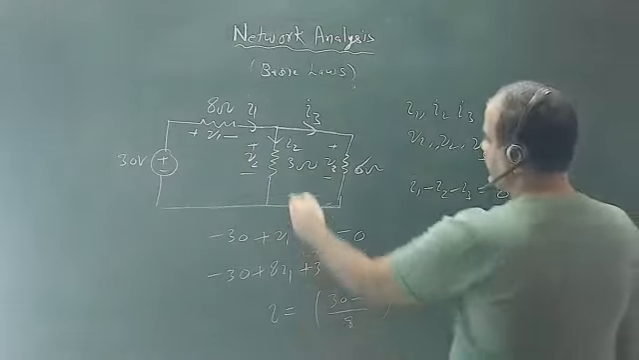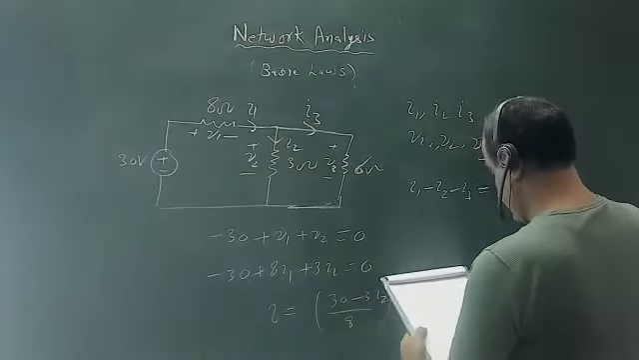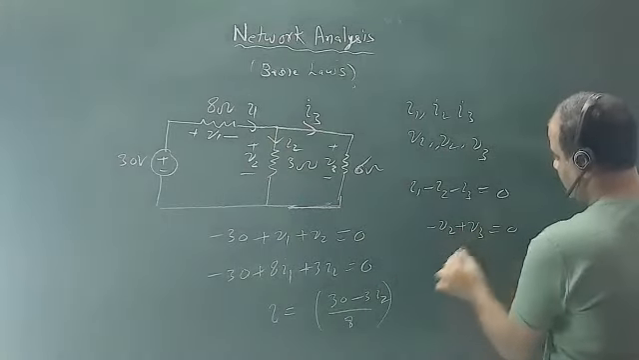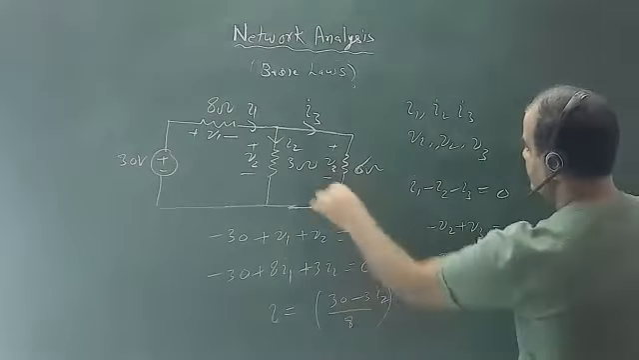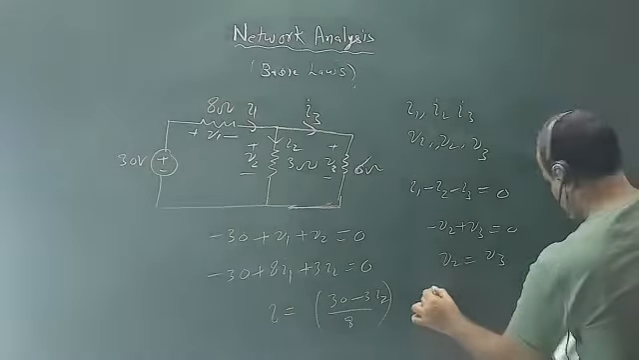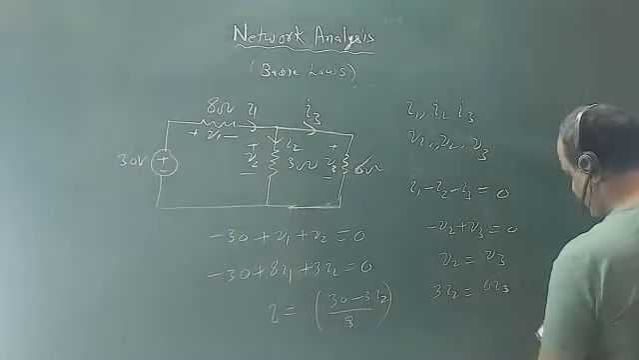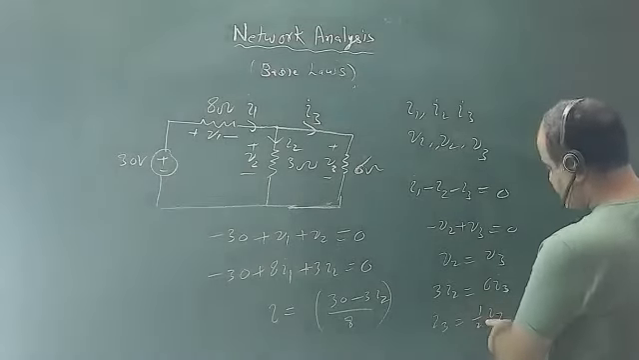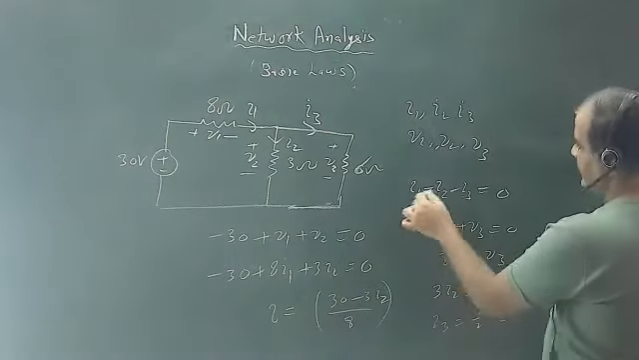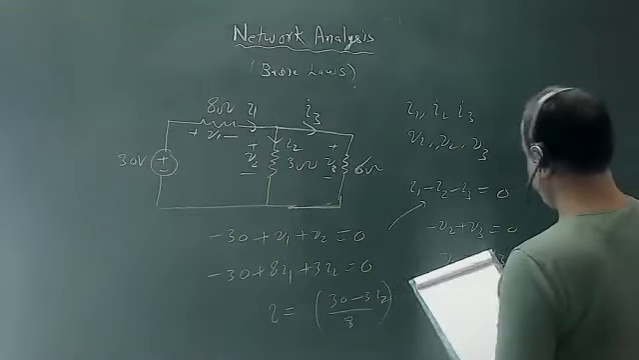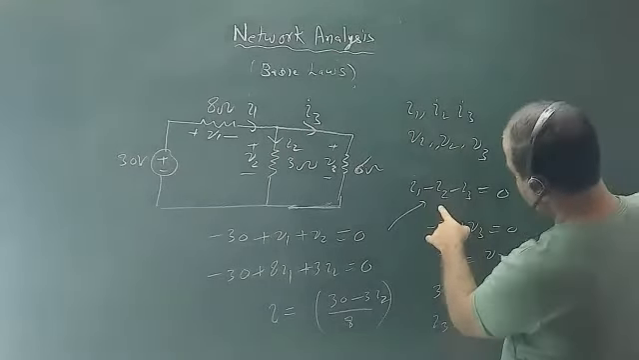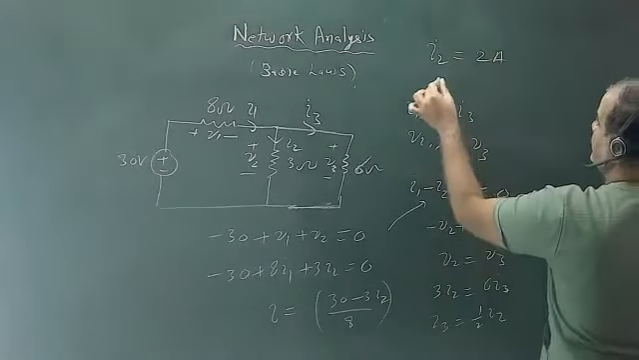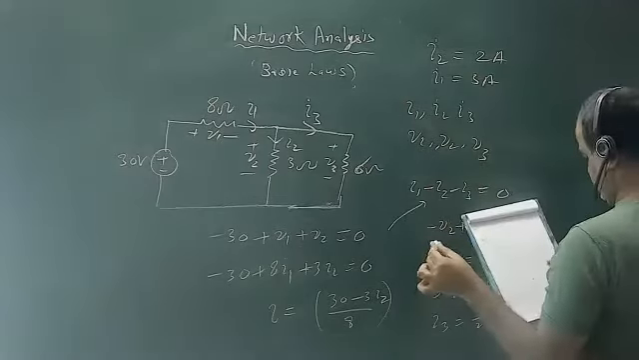If you apply KVL here also, that will give you minus V2 plus V3 equals 0. That means V2 equals V3, and your V2 is 3 I2, so this will give you 3 I2 equals 6 I3. From here you get I3 equal to half I2. So you know I3 in terms of I2, and I1 also in terms of I2. You can substitute this value here and find the value of I2. So this will come as 2 ampere, I1 will come 3 ampere, and I3 will come 1 ampere.